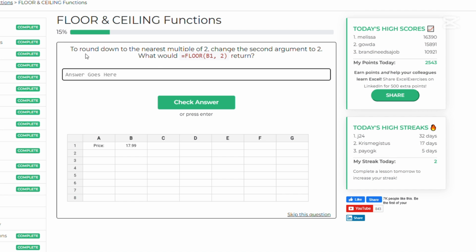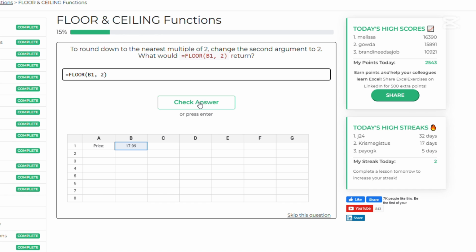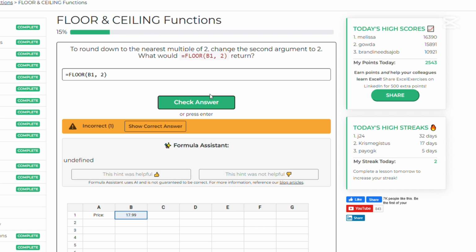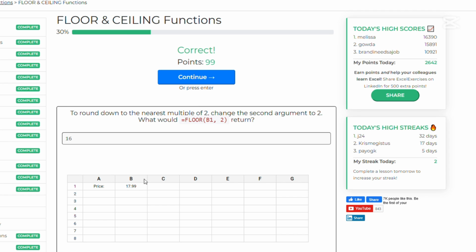Let's try to round down to the nearest multiple of 2. Change the second argument to 2, right? So going down here, again floor of B2 with a multiple of 2, so this will round it down to 16, right? Because it goes down to a multiple of 2. What would that return? I would assume 16, but I might be wrong. Okay, 16. Yeah, it rounds to the multiple of 2, not the decimal.